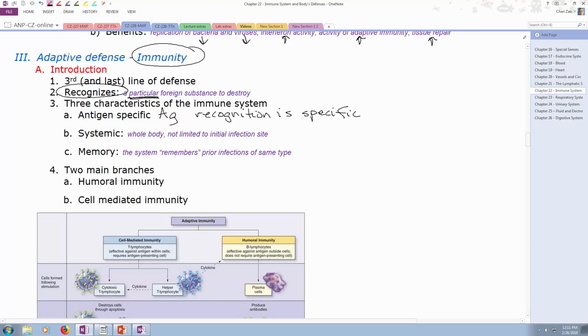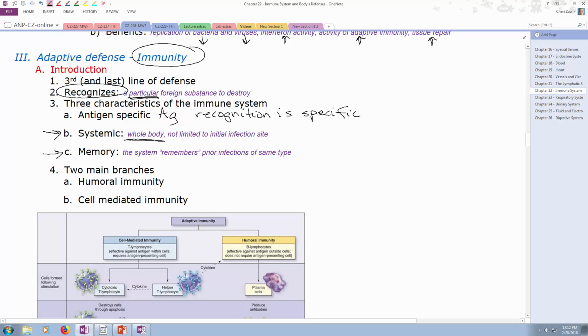Also with the immune system, it is systemic. What that means is, remember, with our innate system, we are trying to actually localize the infection or the pathogen, but once that pathogen actually breaches our attempts to keep it localized, it then circulates around into the system, and that's really bad for us. But because our immune system is systemic, it doesn't matter where that pathogen is. We can get to it no matter its location.